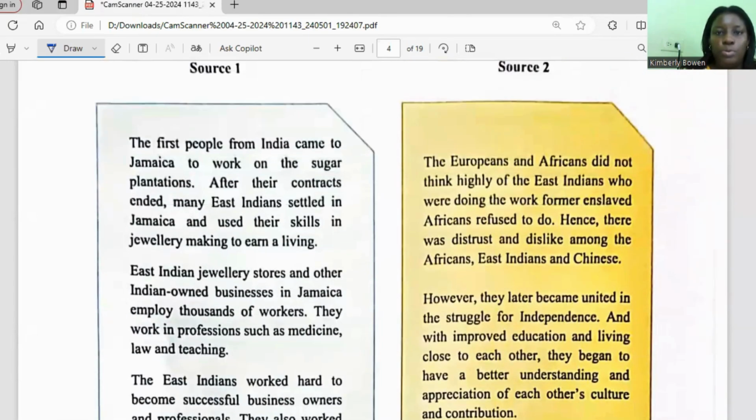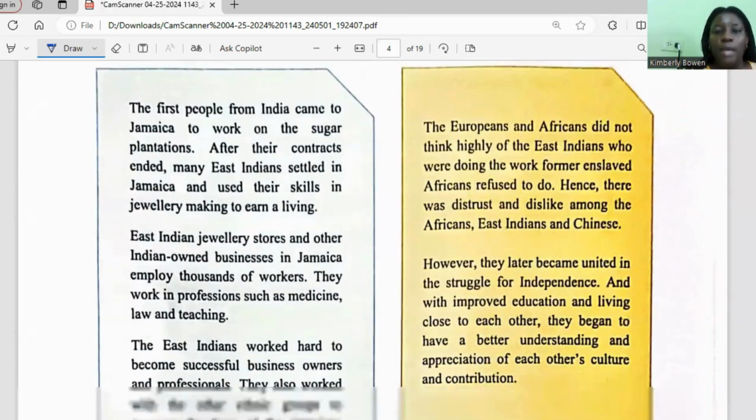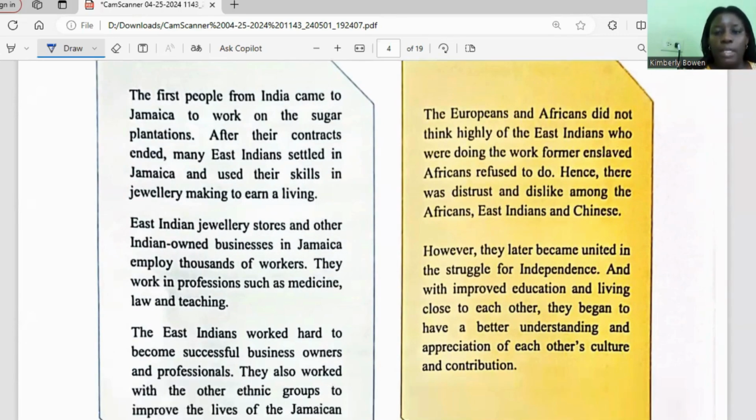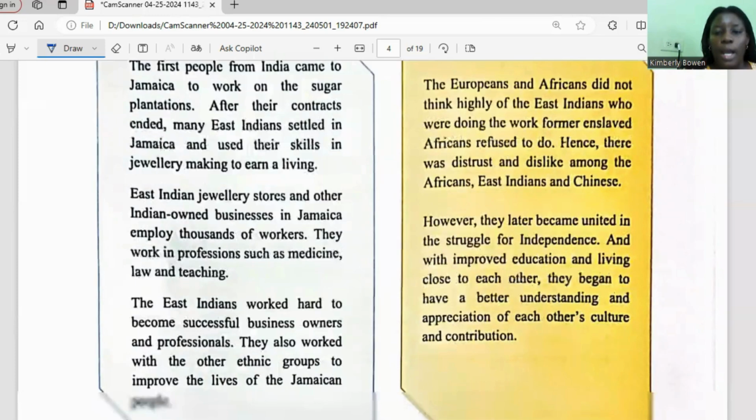Move on to source 2. The Europeans and Africans did not think highly of the East Indians, who were doing the work former enslaved Africans refused to do. Hence, there was distrust and dislike among the Africans, East Indians, and Chinese. However, they later became united in the struggle for independence. And with improved education and living close to each other, they began to have a better understanding and appreciation of each other's culture and contribution.